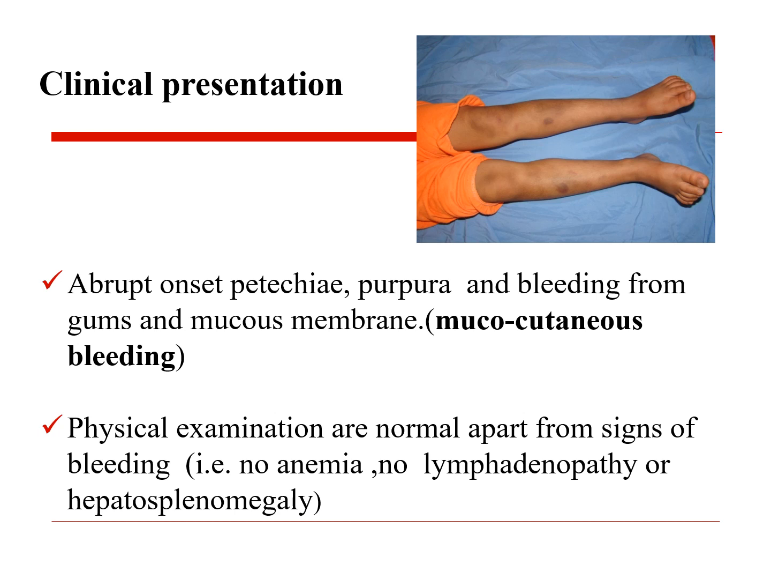What is the clinical manifestation? Usually abrupt onset petechial rash, purpura, and bleeding from gum and mucous membrane. That is to say, it is mucocutaneous bleeding. Physical examination is normal, apart from signs of bleeding. That is to say, there is no anemia or lymphadenopathy or hepatosplenomegaly, just this sign of mucocutaneous bleeding.